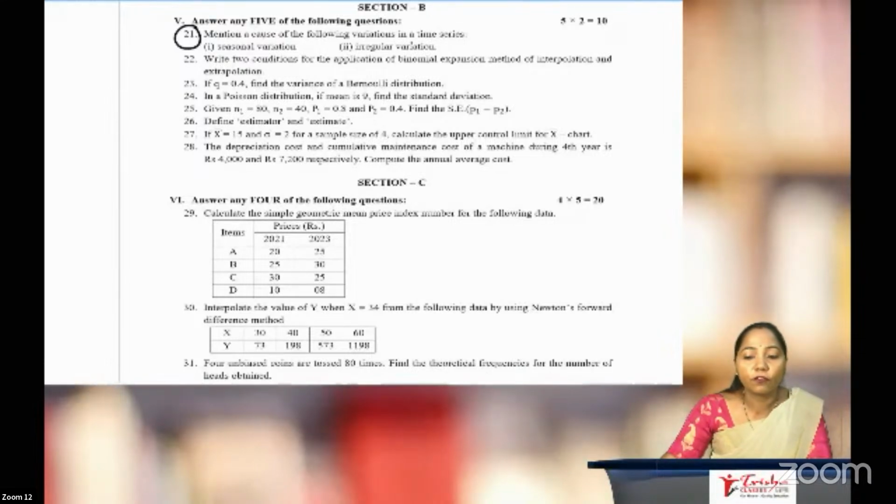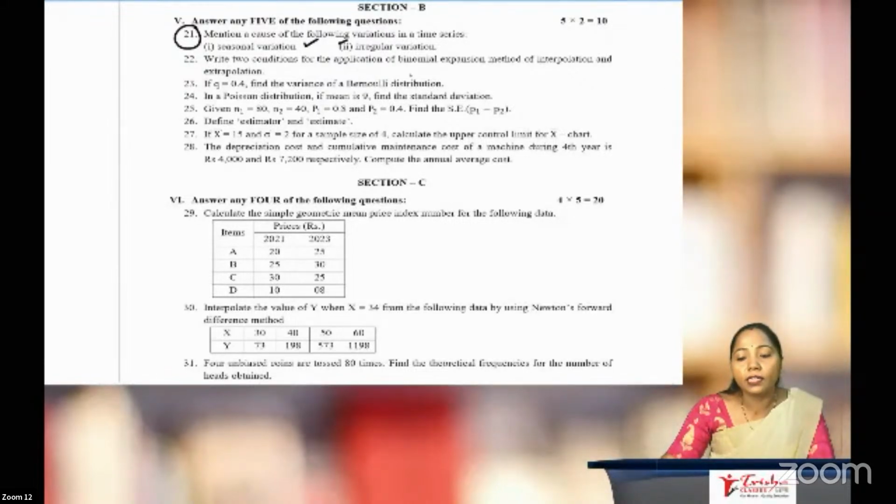Mention a cause for the following variation in time series. You have to mention the cause. Seasonal variation: we have two causes. Can you give me the answer? Weather conditions, customs, traditions, and habits of the people. Anyone you should mention. Irregular variation: it's a sudden variation, for example natural disaster.